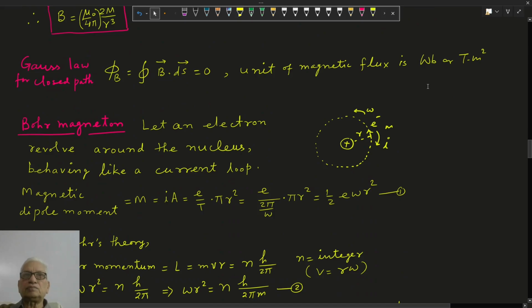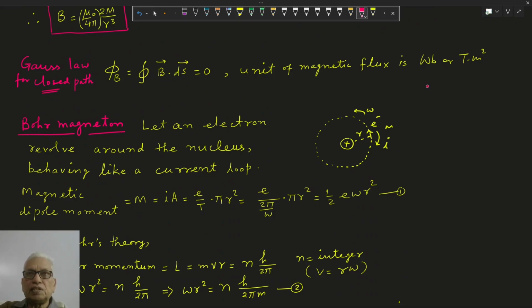Gauss law of magnetism in closed path. If magnet is placed here in between, so south pole, north pole, they are cancelled out. So effectively magnetic field is zero. Region here is at the close, south pole, north pole दोनों हैं. So lines of force are coming out due to north and going into the south pole. So effectively there's no magnetic field. So this is the Gauss law for the closed path. Effective flux, total flux, net flux will be zero. Unit of magnetic flux is Weber or Tesla meter square.